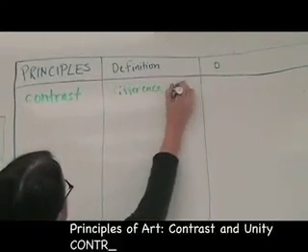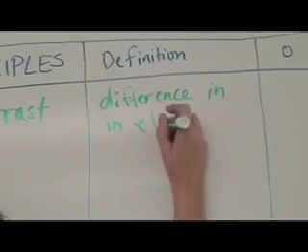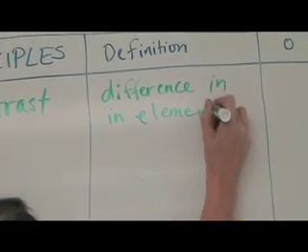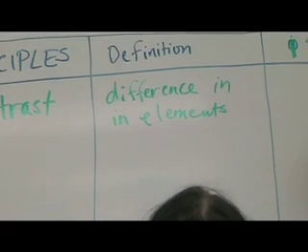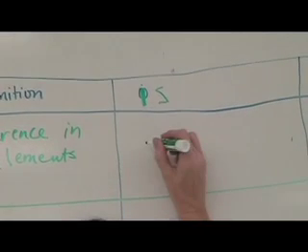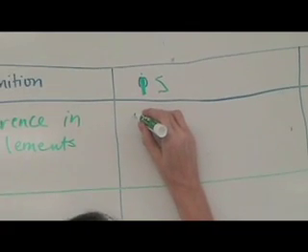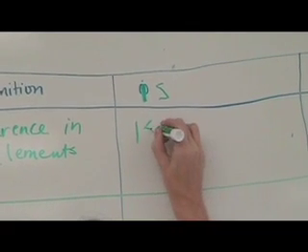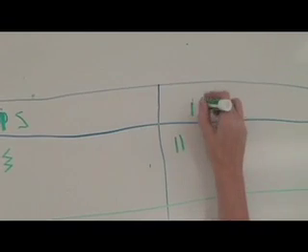Difference in elements. So how would we do lines? Contrast in line. This would be contrasted with this, right? Here would be no contrast. Okay, this is not.